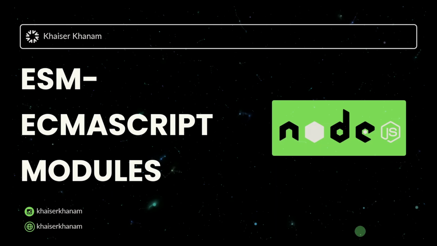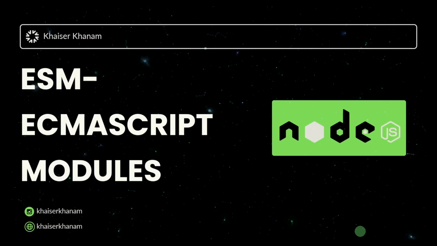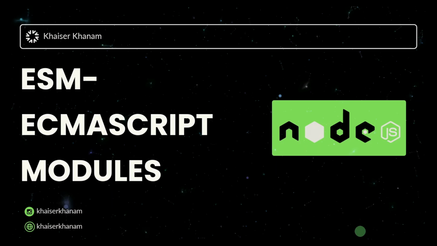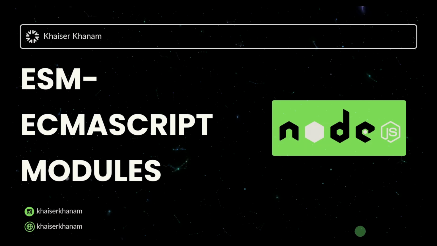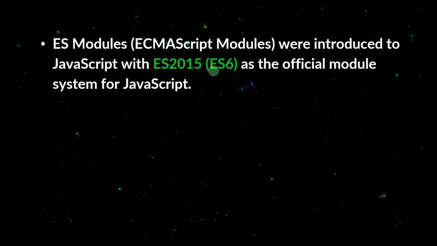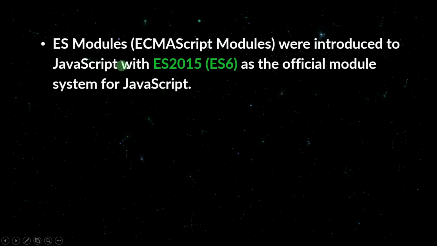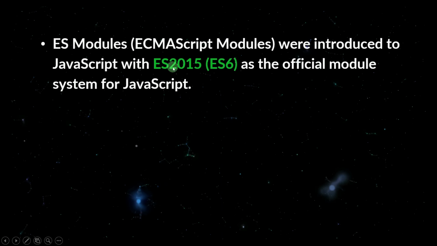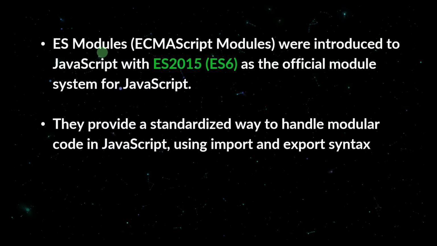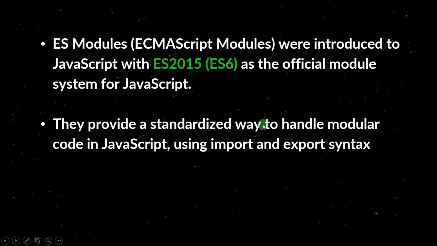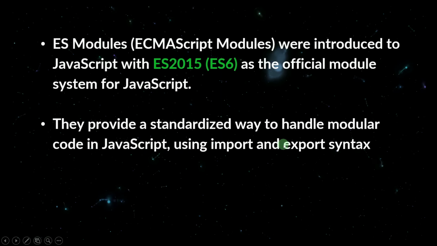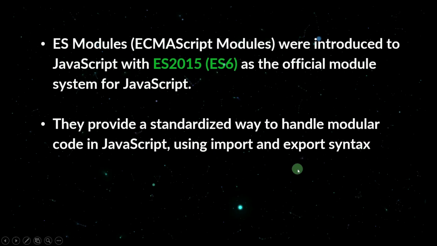In this lecture, I will be showing you one more way of importing and exporting modules. In short, it is called ESM, which stands for ECMAScript Modules. These ES modules were introduced in JavaScript with the ES 2015 version, and this is the official module system for JavaScript. They provide a standardized way to handle modular code in JavaScript using the import and export syntax.